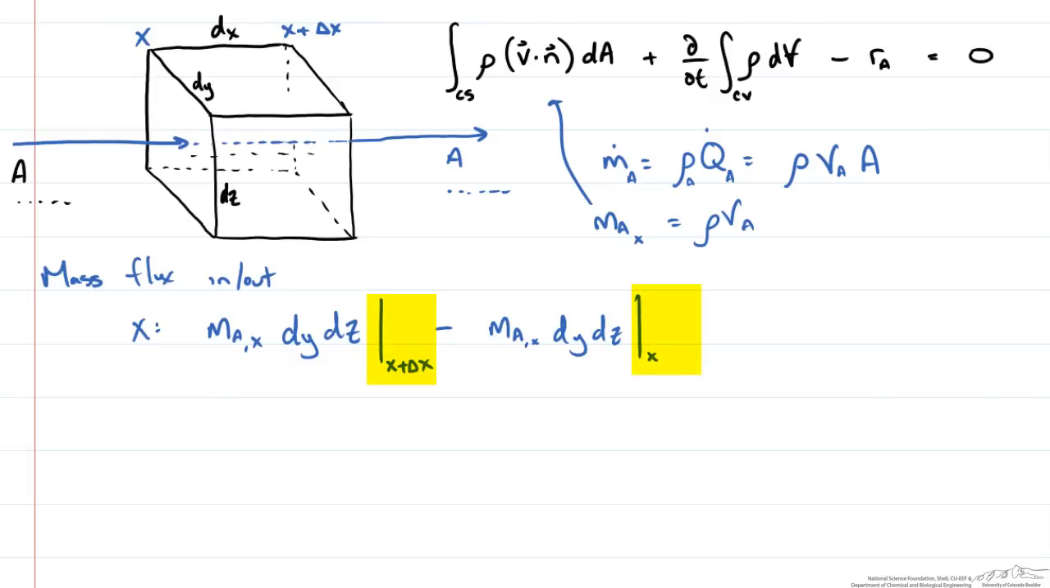So now we have our mass flux in the X direction times its cross-sectional area to give us a mass flow rate. And we're evaluating this on the exit side minus what's coming in to give us our net flux term.